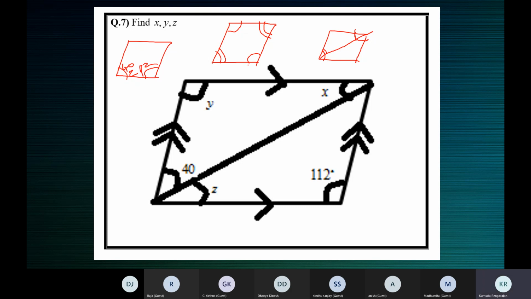Yeah, Danya, please tell us how to find Y. Thank you, Madhumita. Good. Ma'am, Y is 112 degrees, because of opposite angles, ma'am. Opposite angles are equal. Opposite angles in a parallelogram are equal. So Y is 112 degrees. Very good. Now, how do we find X?